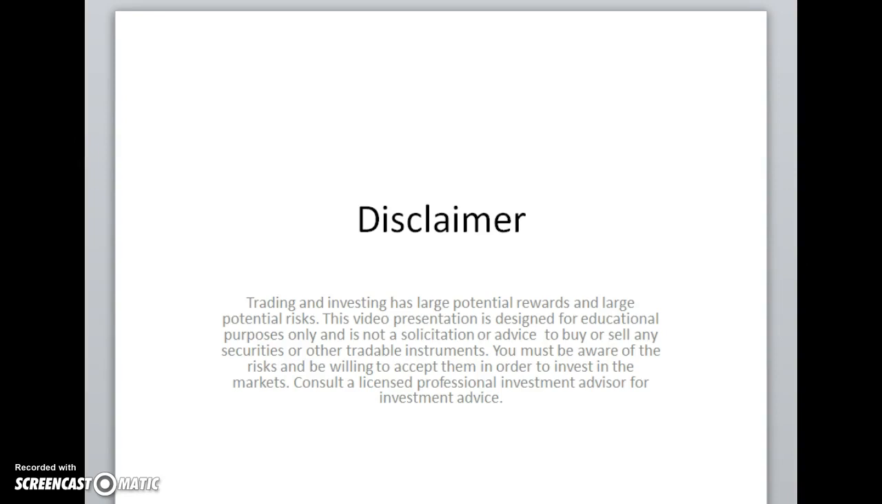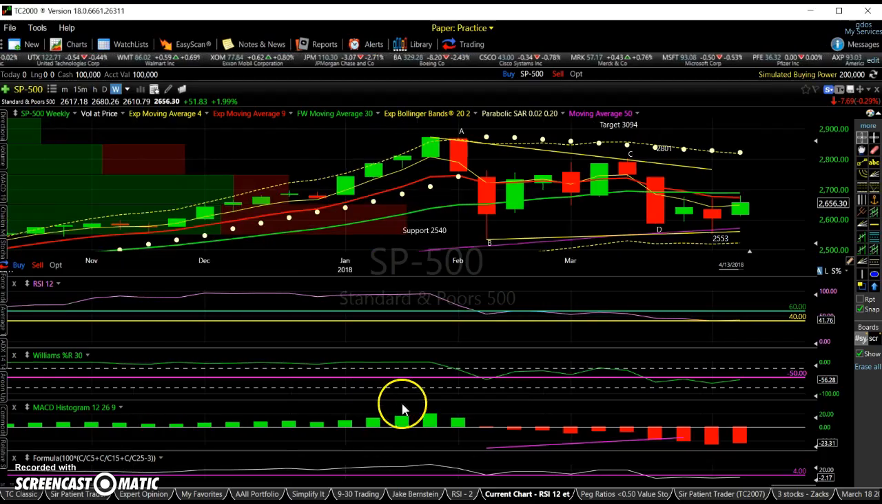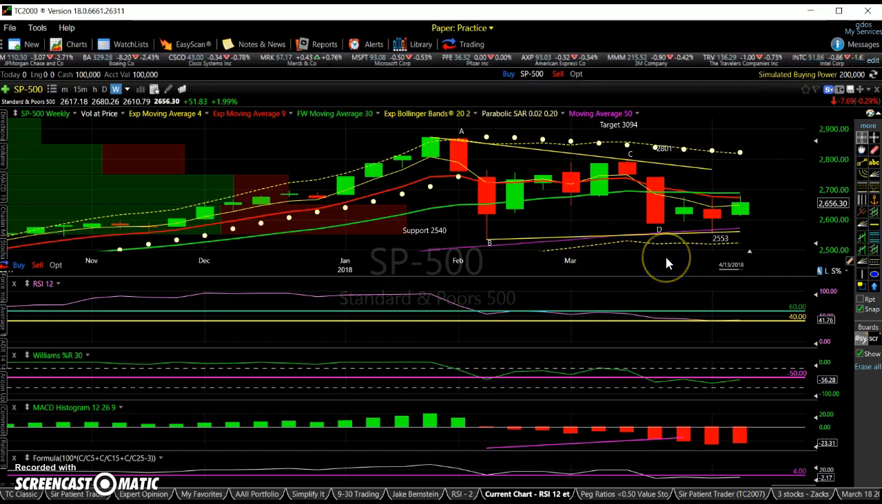So let's start by looking at some charts. Let's begin by looking at the weekly chart of the S&P 500. We can look at a monthly, but the monthly we cannot trade, as my friend Alex would say. So let's start here. On the weekly chart, let's look at the moving averages first.